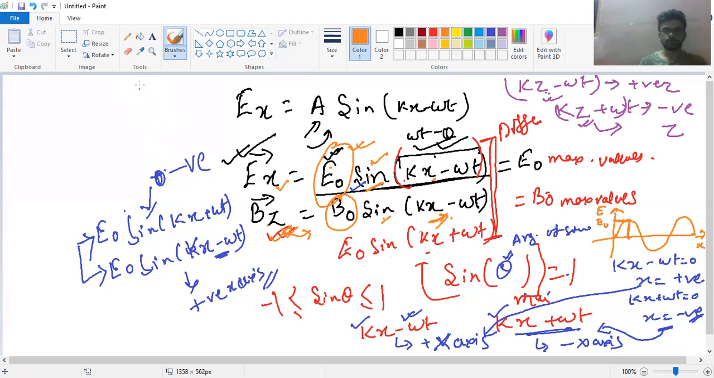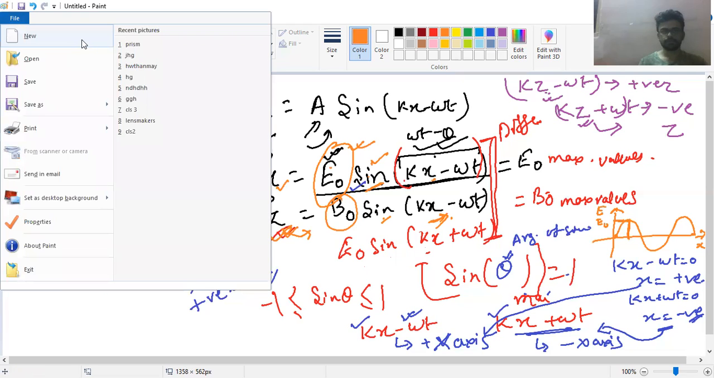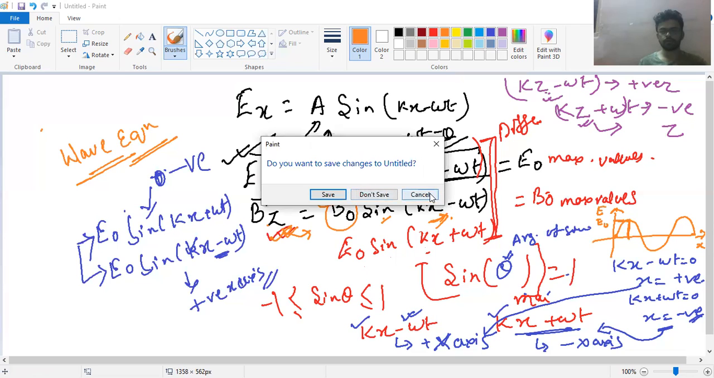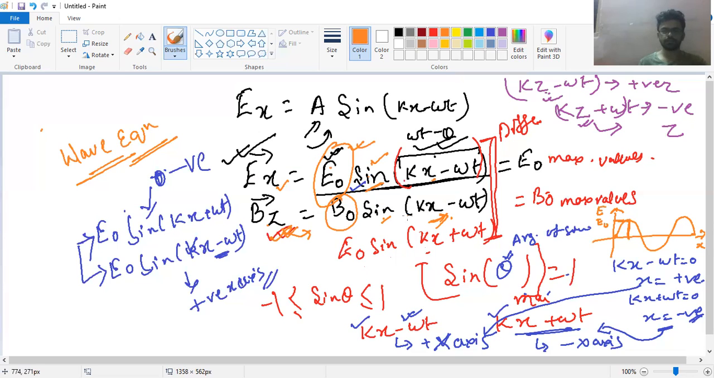I hope you can take a screenshot or anything. Okay, I'm changing the slide. So this was about the wave equation. As we are learning electromagnetic waves, at least we should be able to decipher what the equation of a wave is telling us. I'm giving you 5 more seconds to take the screenshot in case you have not.